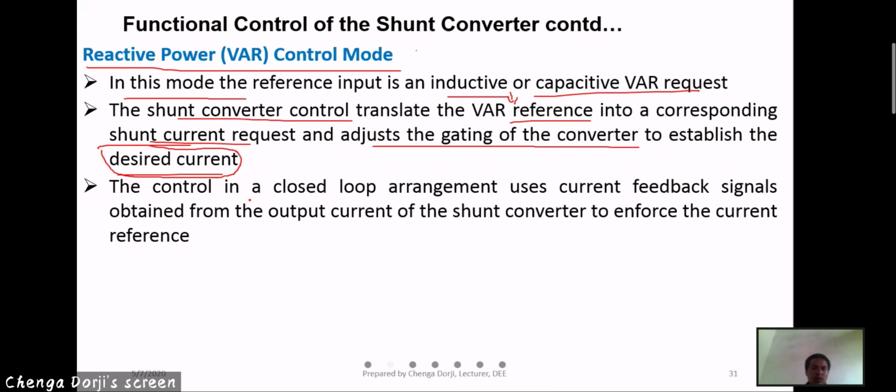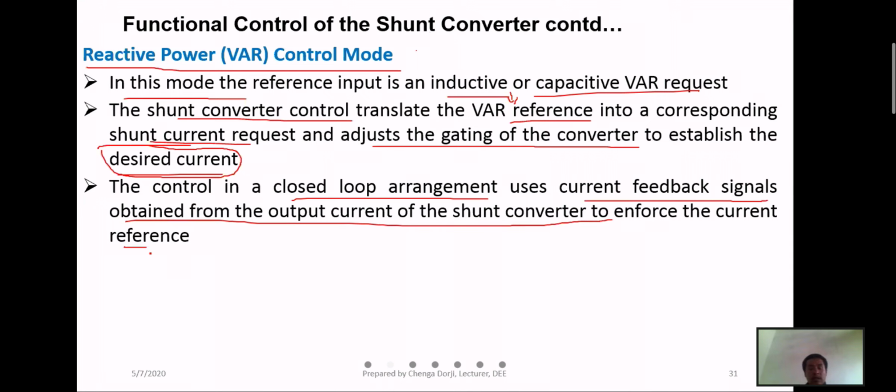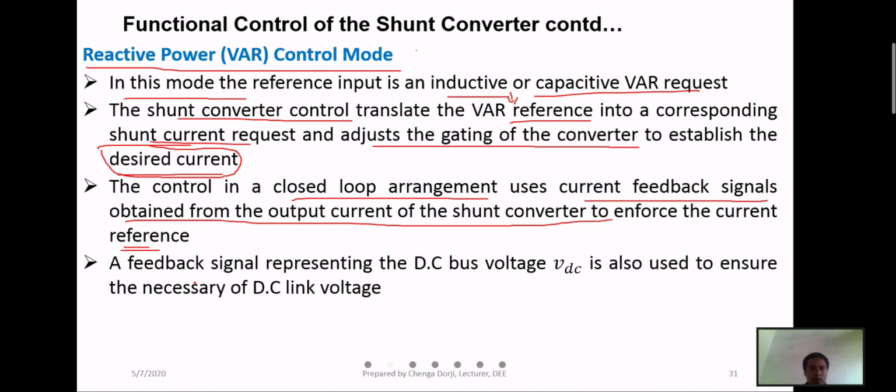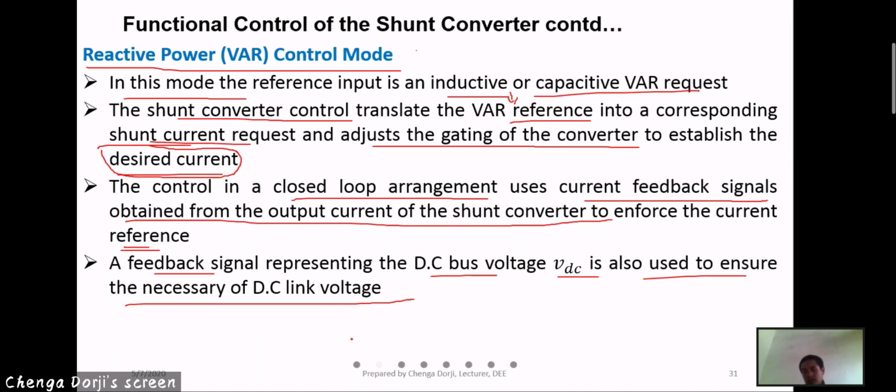Then the control, in a closed loop arrangement, uses current feedback signals obtained from the output current of the shunt converter to enforce the current reference. Another point: you have a feedback signal representing the DC bus voltage. VDC is also used to ensure the necessary DC link voltage. Whether the DC link voltage requirement is met or not is given by that VDC feedback.